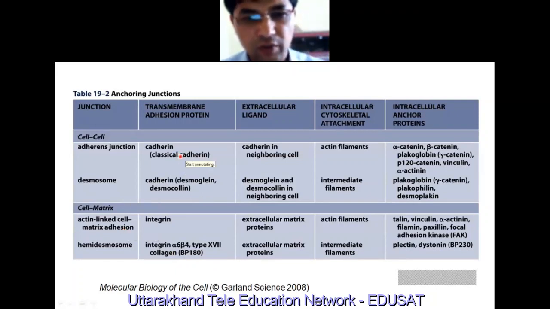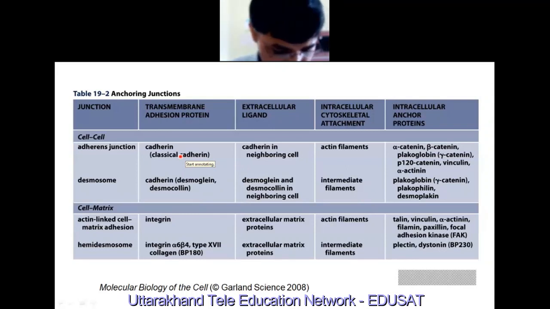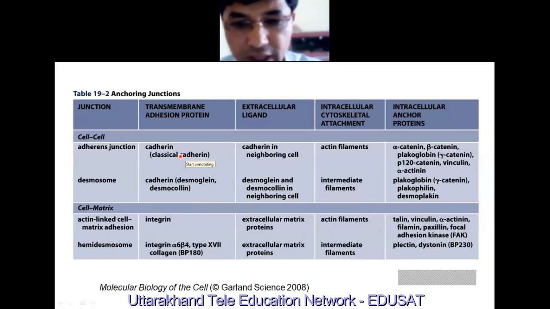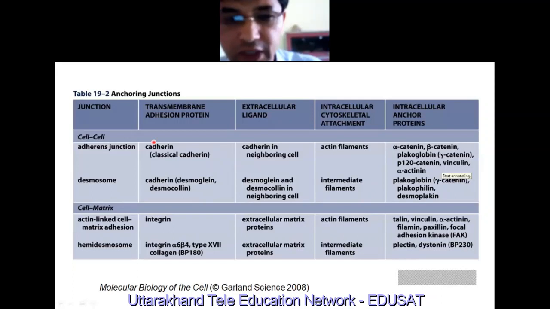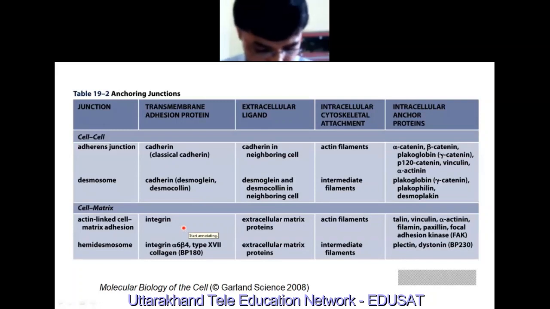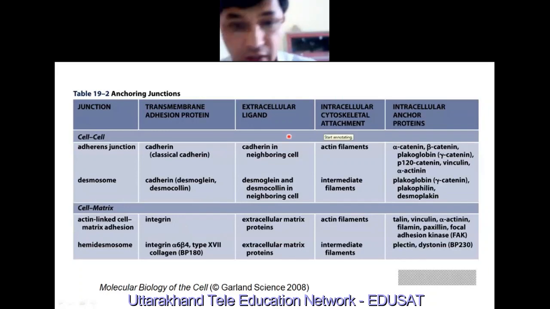So I will just talk about some things regarding the classical cadherin, the cadherin molecules. Now students, cadherin is a protein, and cadherin is a superfamily of proteins, just like integrin is also a superfamily of proteins, because all these proteins come under this cadherin superfamily and all those under the integrin superfamily. So cadherin is a superfamily protein because it contains many proteins inside it.